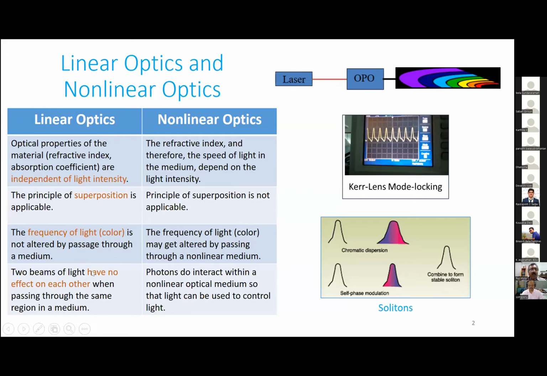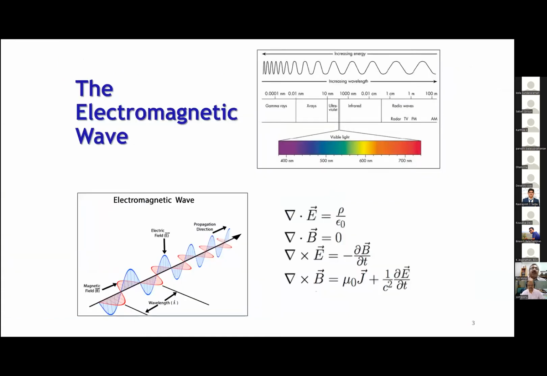And two beams of light don't have any effect on each other when they pass through the same region in a medium. However, in nonlinear optics, the refractive index, and therefore the speed of light in the medium, depend on the light intensity. And the principle of superposition is not quite applicable. And the frequency of light, that's the color, may get altered by passing through a nonlinear medium. And photons do interact within a nonlinear optical medium, so that light can be used to control light. So this is the reason why nonlinear optics is quite important and has several applications.